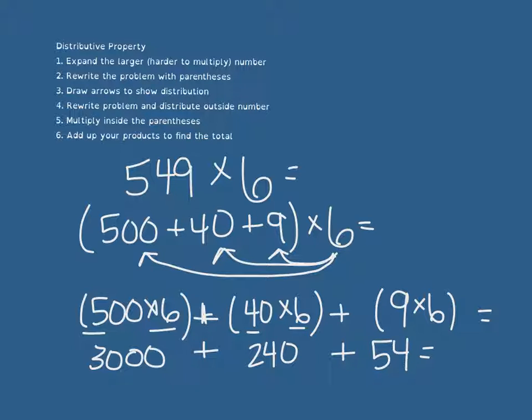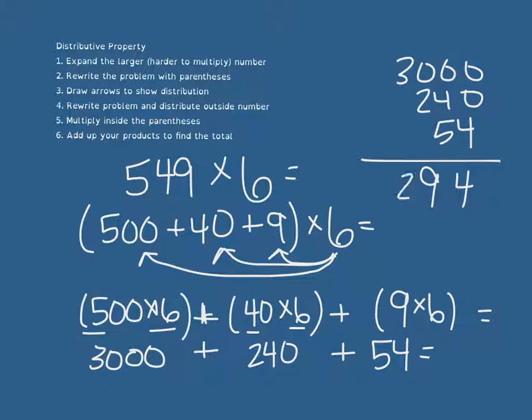And now I'm going to add it up. 3,000 plus 240 plus 54 gives me 3,249, and that is my answer.